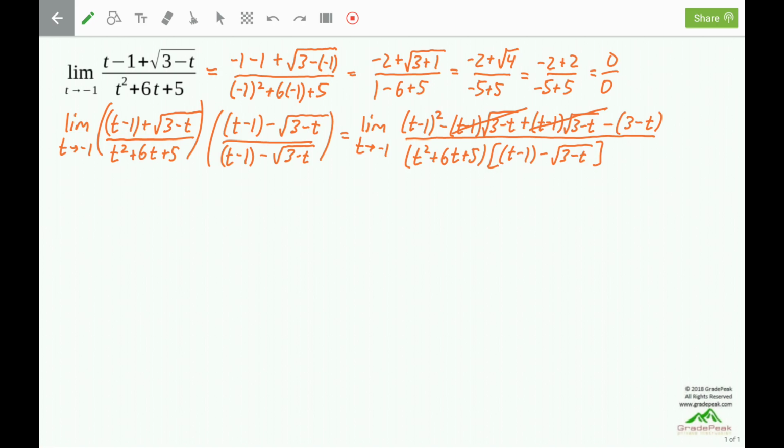In the numerator, we have two things we need to do. First of all, we need to FOIL out that t minus 1 times t minus 1, and second, we need to distribute that minus sign into those two terms. So we're going to take care of that in our next step. We can rewrite this as t minus 1 and t minus 1 to help with the FOILing. I'll rewrite everything in the denominator exactly as we see it.